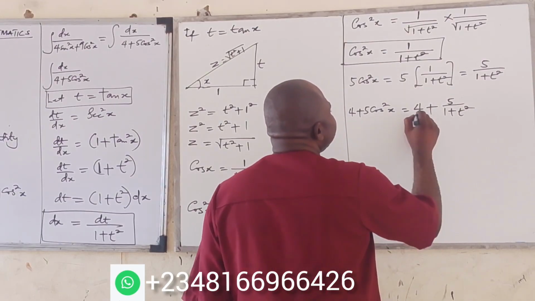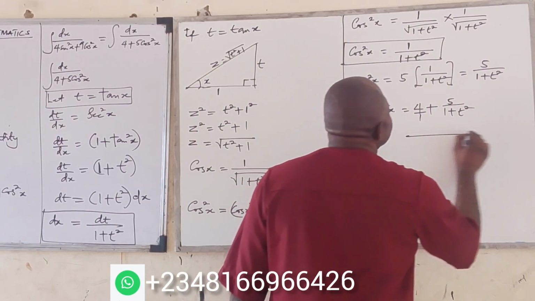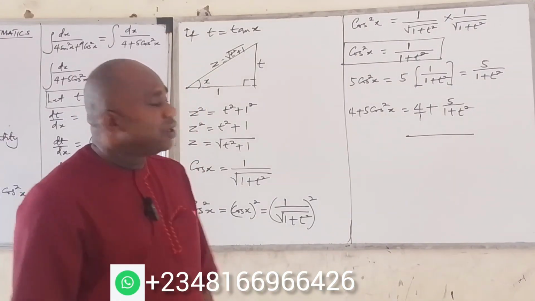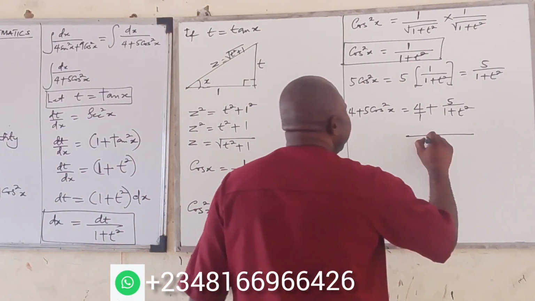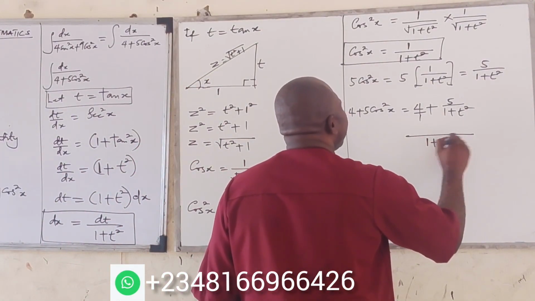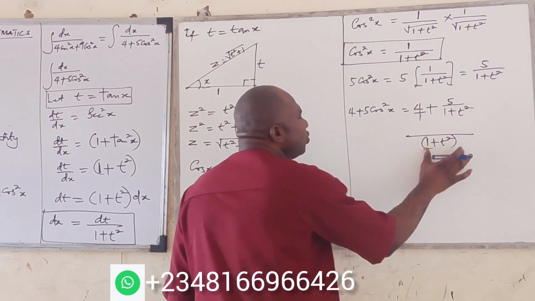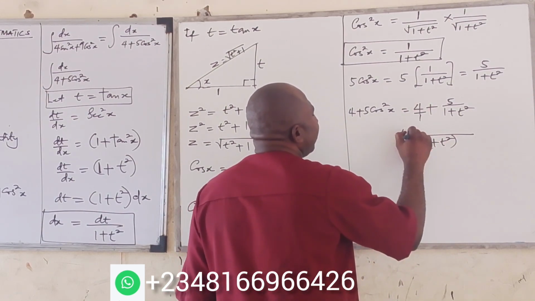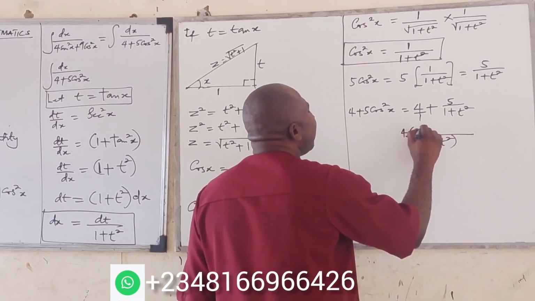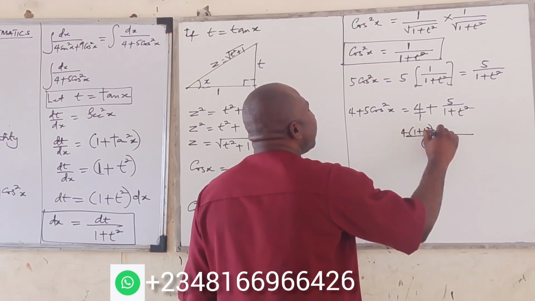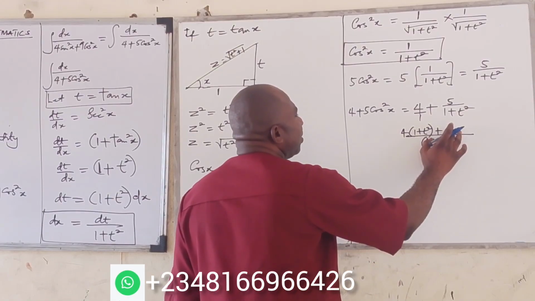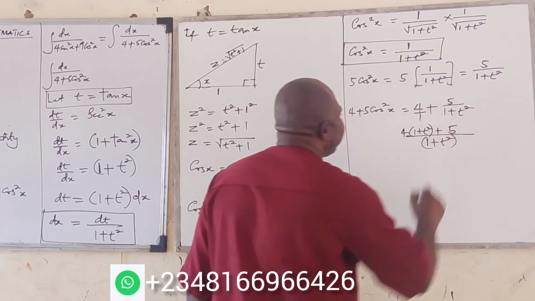Now this 4 is the same thing as 4 over 1. Now let's see the LCM of 1 and 1 plus t squared. So the LCM is 1 plus t squared. Now 1 into 1 plus t squared is 1 plus t squared times 4. It becomes 4 in bracket 1 plus t squared. Then we have plus 1 plus t squared into 1 plus t squared is 1, 1 times 5, that will give us 5.